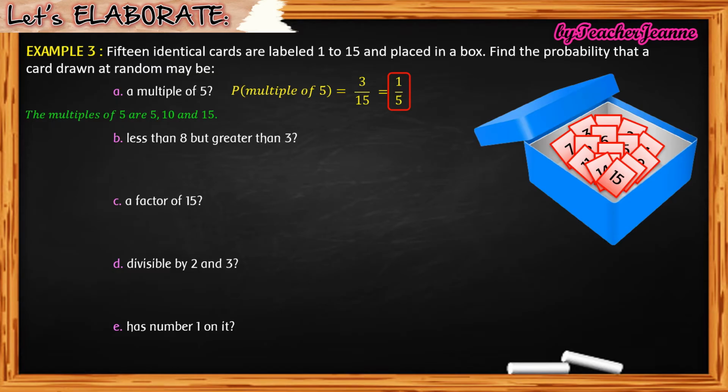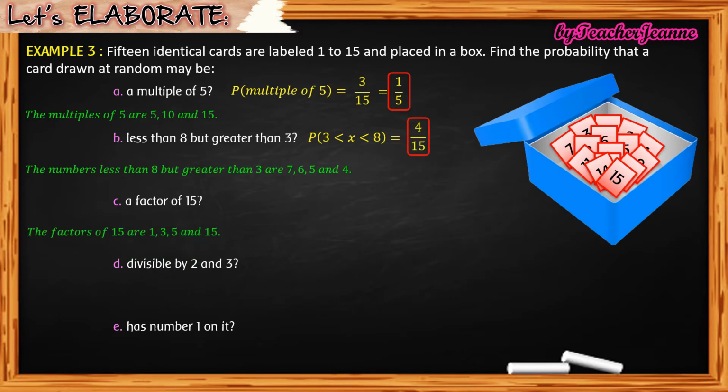For letter B, the numbers less than 8 but greater than 3 are 7, 6, 5, and 4. So the probability that a card drawn at random may be a number greater than 3 but less than 8 is 4 out of 15 or 4 over 15. For letter C, the factors of 15 are 1, 3, 5, and 15. So the probability that a card drawn at random may be a factor of 15 is 4 out of 15. 4 and 15 have no common factor, so that is the final answer. For letter D, the numbers divisible by 2 and 3 are 6 and 12.